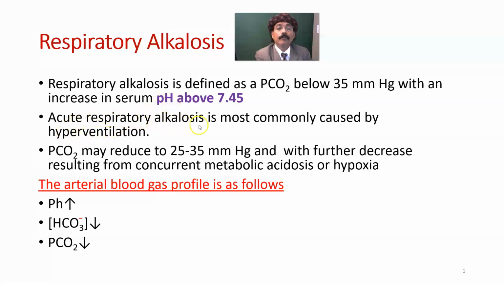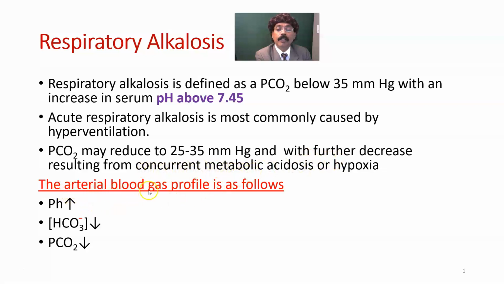Acute respiratory alkalosis is most commonly caused by hyperventilation. That means breathing too much, or giving too much air inside the lung. Partial pressure of carbon dioxide may reduce to 25 to 35 mm of mercury, with further decrease resulting from concurrent metabolic acidosis or hypoxia.